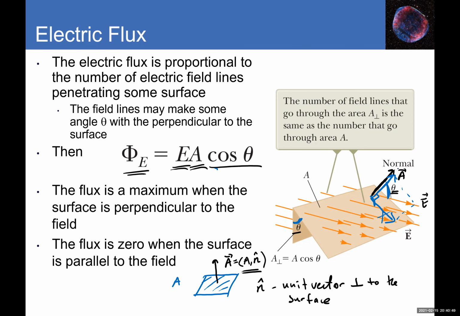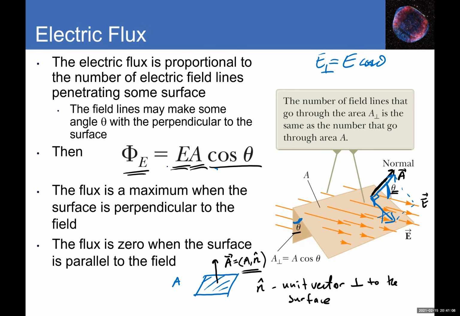That means basically you can say that the effective electric field, which is perpendicular to the surface, equals E cosine theta. Okay. So that's why, instead of E times A, it becomes EA cosine theta. All right.